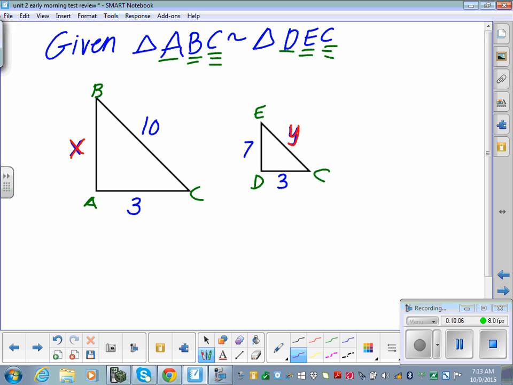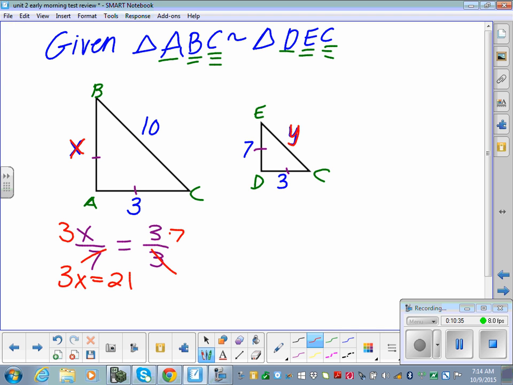So we would go x over what? X over 7 is equal to, can we do 10 over y? No, because then we have two variables. So we need to go 3 over 3. Good. Does that make sense? Then we would cross multiply and solve. So we'd multiply both sides by 3, but it will divide out over here. Multiply both sides by 7, but it will divide out over here. So 3x is equal to 21. Divide both sides by 3. And x is equal to, does that make sense? Okay. And 21/3 is a decimal, right?